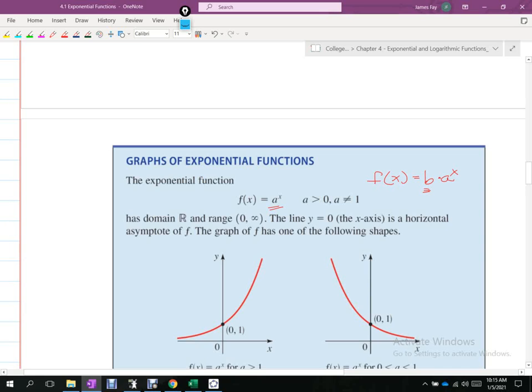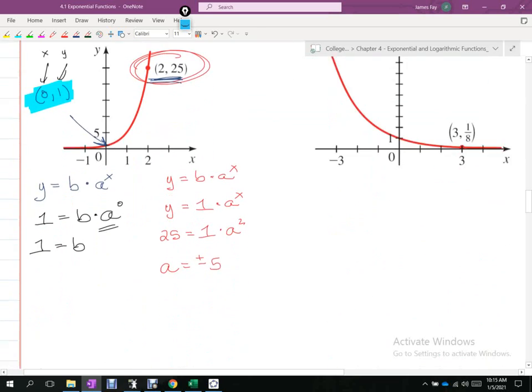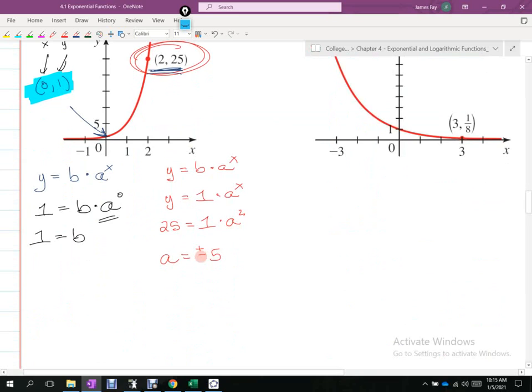Okay? Now the b could be negative, but the a value has got to be positive. So that's why when we do these, if we have to take an even root, we ignore the negative one. Okay, so we're just getting positive 5 here.